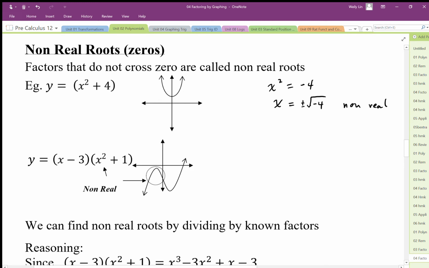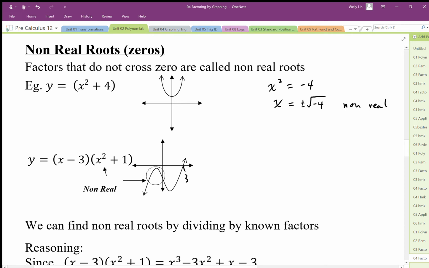These also occur when we have cubic and higher orders. We end up with these non-real solutions, and these non-real solutions are these bumps that don't cross the x-axis. So we have a negative x minus 3, so we have the solution at positive 3. But this x squared plus 1 is a non-real root. So it gives us this shape here, and it doesn't give us a real solution. So we can't actually solve it.